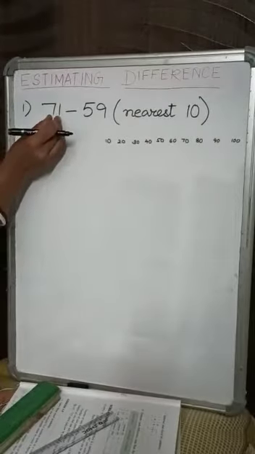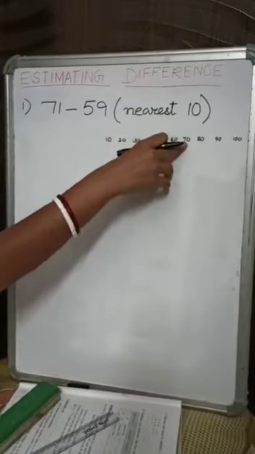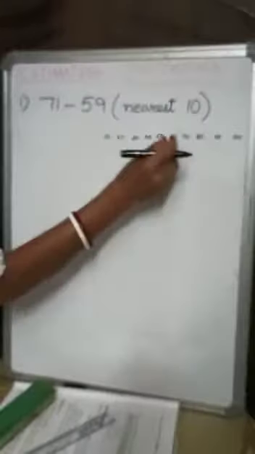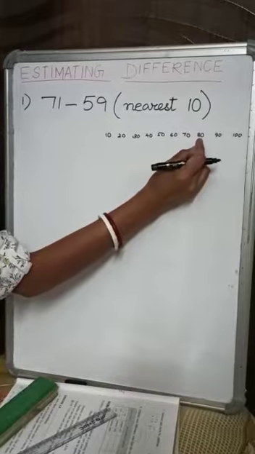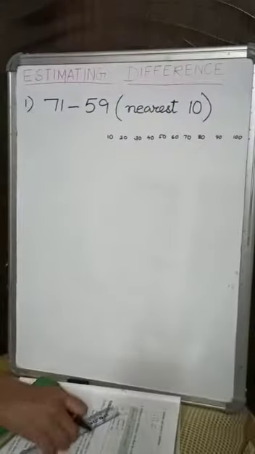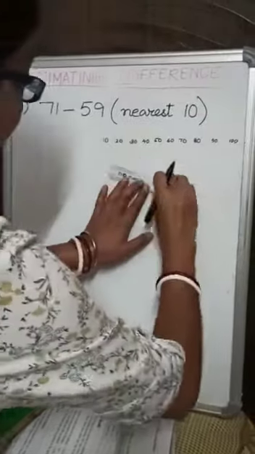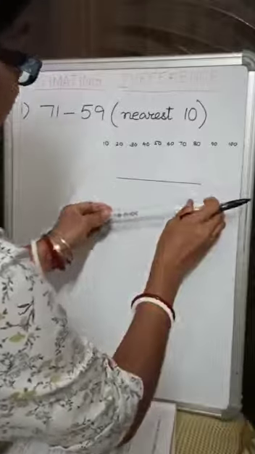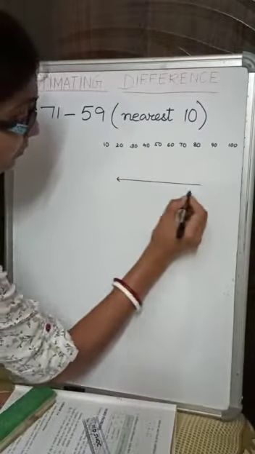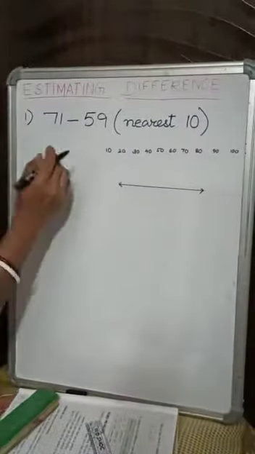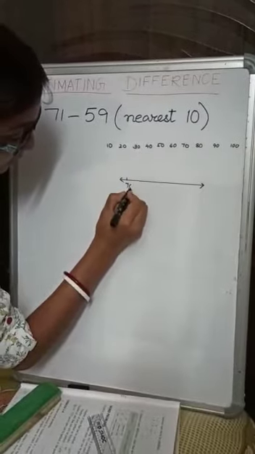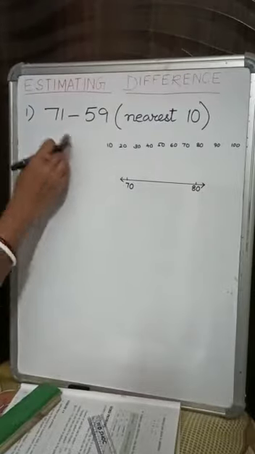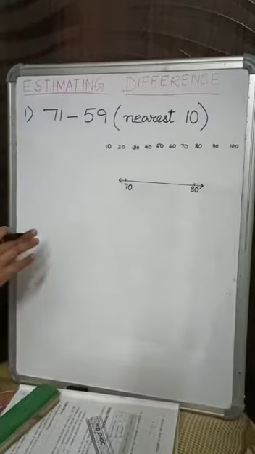So you can see 71 is greater than 70, but less than 80. So 71 will be in between 70 and 80. So we will draw a number line. So 70, and here we will write 80. So 71 is the number in between 70 and 80.